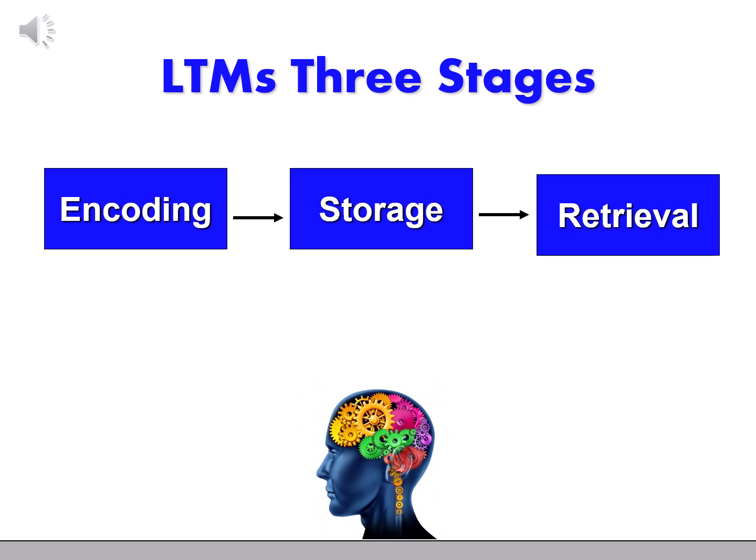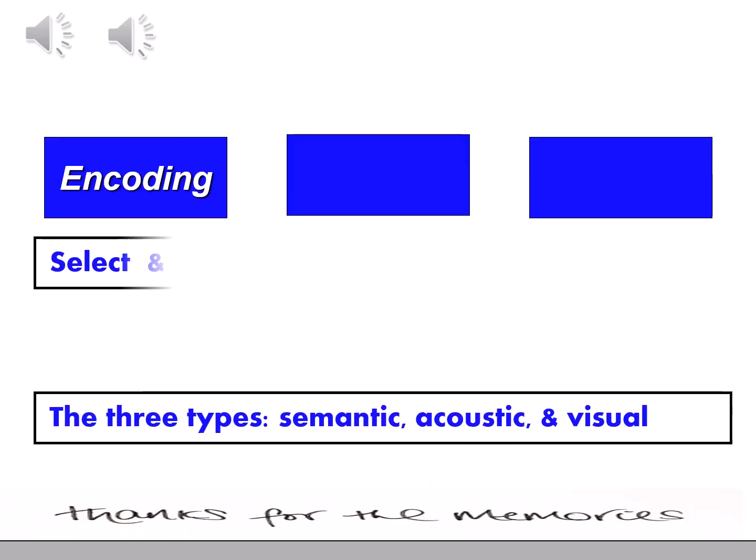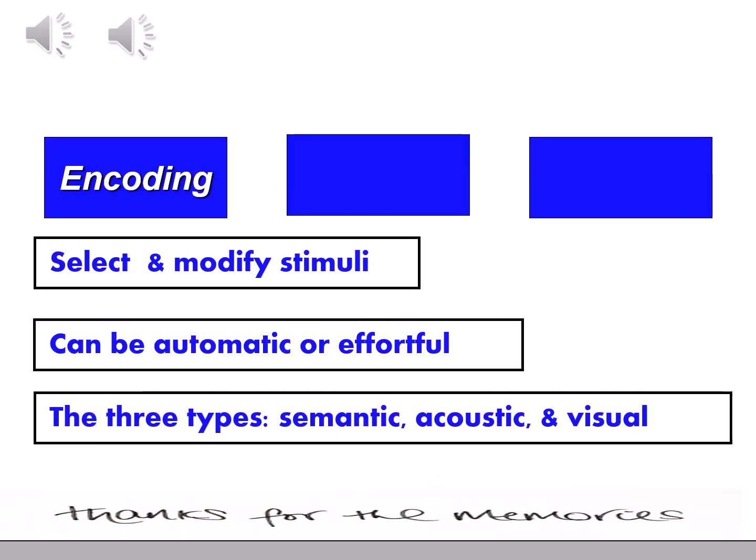Next, for our discussion of long-term memory, we will consider the 3 stages. Hopefully these 3 terms sound very familiar because these are the terms we use in our definition of memory. We said memory is a system that encodes, stores, and retrieves information. Let's consider encoding, and let's consider how it might be done.